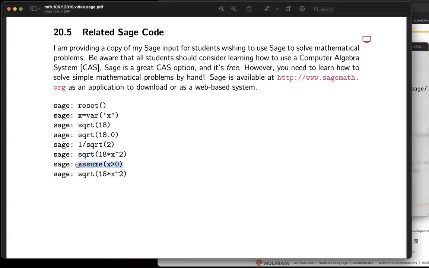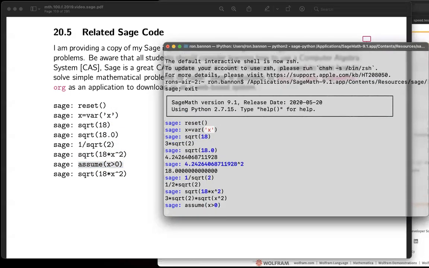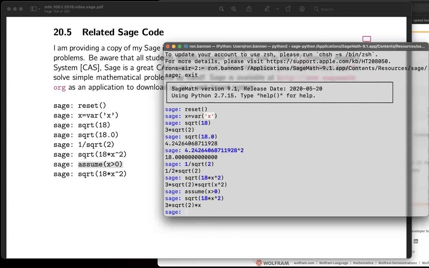So I'm going to type this in. Now this is telling Sage, hey, assume that x is greater than 0. And that's some of the assumptions we're making when we give you problems in Math 100. And it gives me back what I expected. And again, we expected that in the notes.